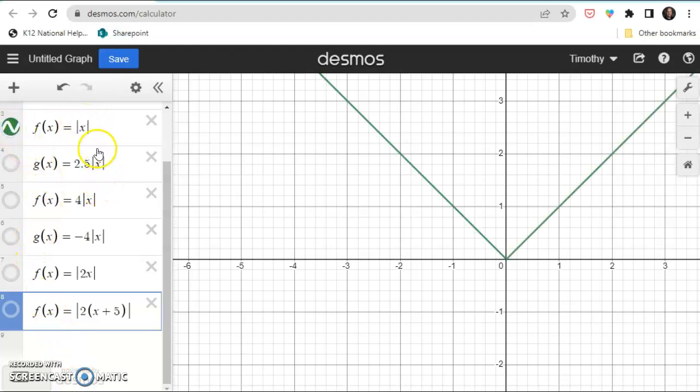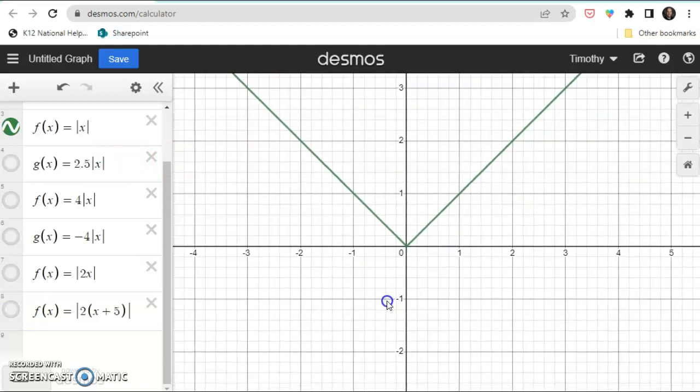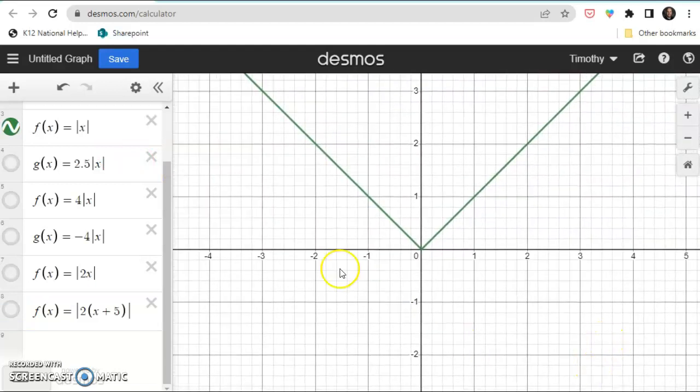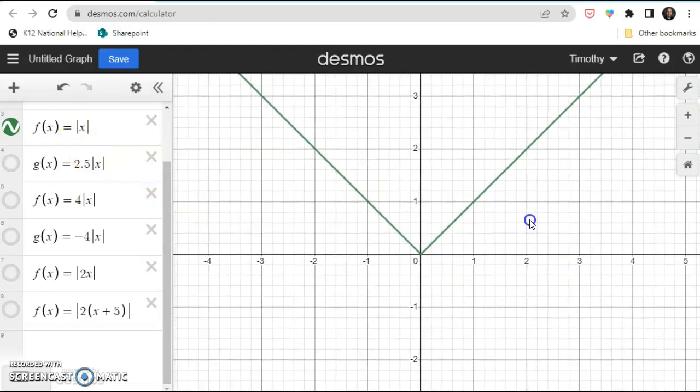I already have some functions put up, but that's the basic absolute value. See the V shape, where no matter what you plug in for x, it always outputs the absolute value of x, which will guarantee positivity for all y values. So just keep that in mind as the basic look of the graph of f of x.